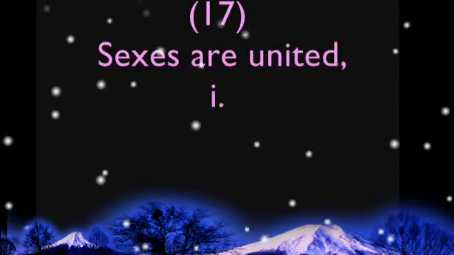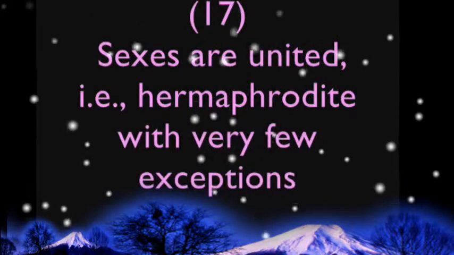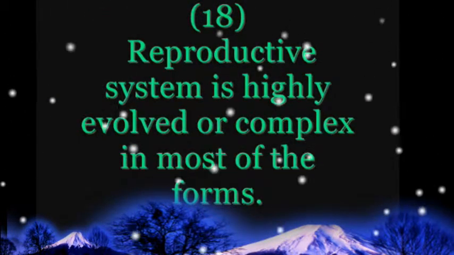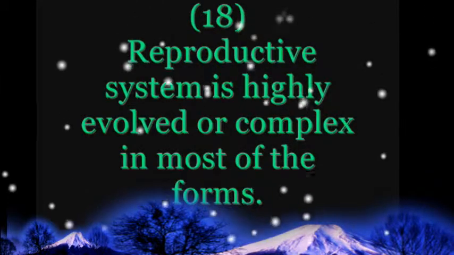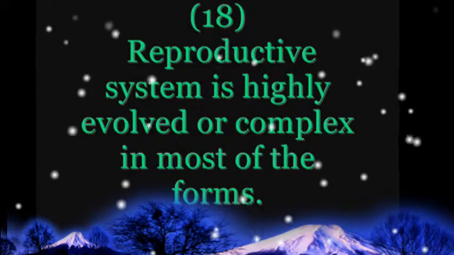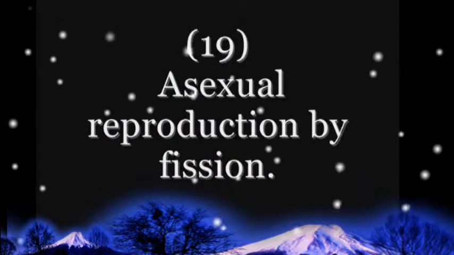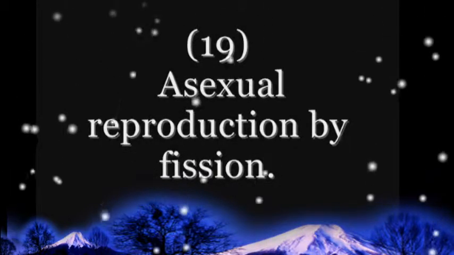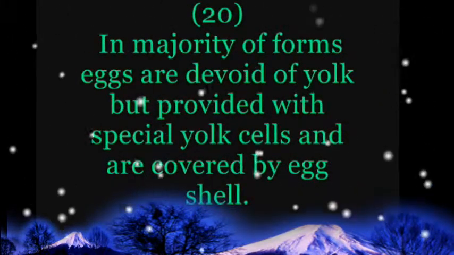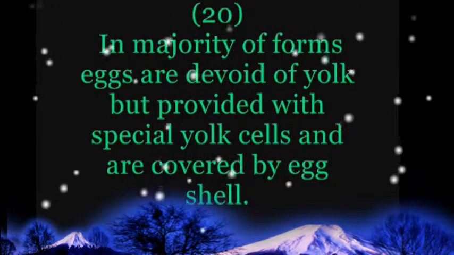Seventeen. Sexes are united, that is, hermaphrodite with very few exceptions. Eighteen. Reproductive system is highly evolved or complex in most of the forms. Nineteen. Asexual reproduction by fission. Twenty. In majority of forms, eggs are devoid of yolk, but provided with special yolk cells and are covered by eggshell.